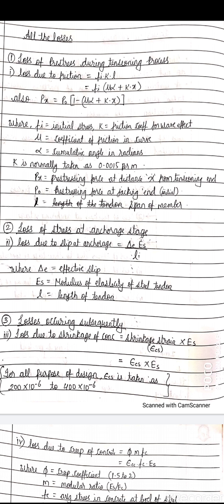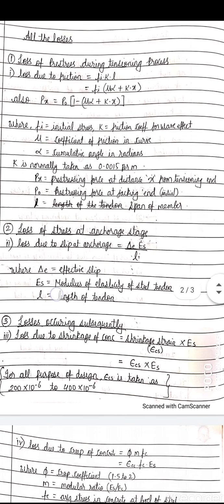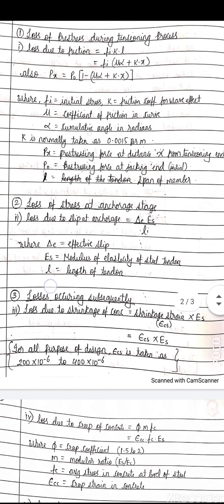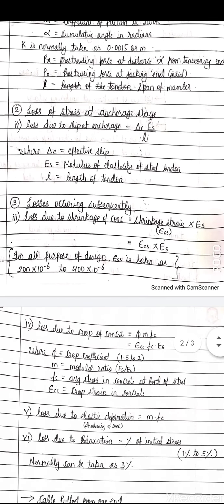I hope you understood what shrinkage of concrete is, and the equation for this is given by shrinkage strain into Es, where the notation is epsilon cs. So shrinkage in concrete into Es. I've also mentioned the values normally taken for this shrinkage strain: between 200 into 10 raised to minus 6 and 400 into 10 raised to minus 6. Since it is a strain, it is a dimensionless quantity. Now the next loss is loss due to creep of concrete.